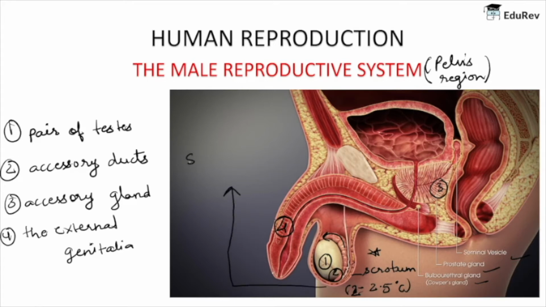And what is spermatogenesis? It is the production of sperms. So with this we know that sperms are produced inside the testes, but they require a temperature 2 to 2.5 degrees Celsius below the normal body temperature. Our normal body temperature is around 37 degrees Celsius, so the requirement is just below it.